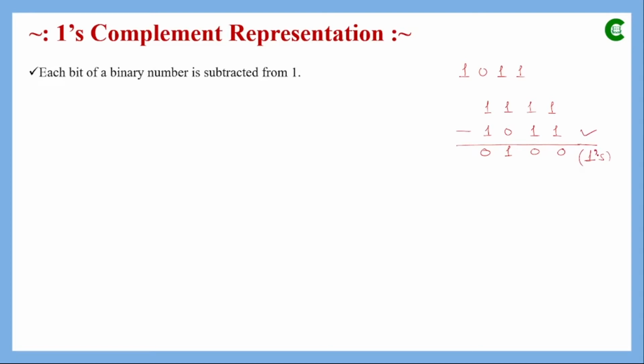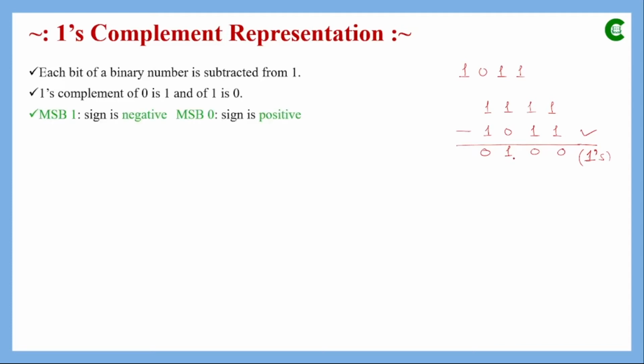So one thing we have noticed here is that the 1's complement of 0 is 1 and the 1's complement of 1 is 0. So it's very easy to find the 1's complement of a given binary number. Simply we have to put 0 in place of 1 and 1 in place of 0. Simple. So here also, if the most significant bit is 1, that represents that the number is a negative number, and if the MSB is 0, then that represents that the number is a positive number.